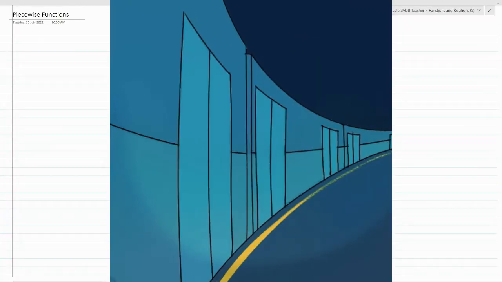So piecewise functions are pretty much exactly how it sounds. It's pieces of different graphs put into one function. Let's take a look at an example.